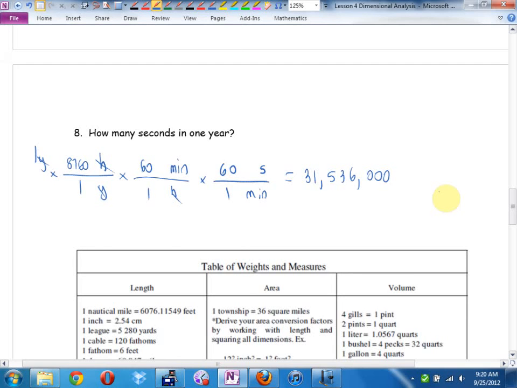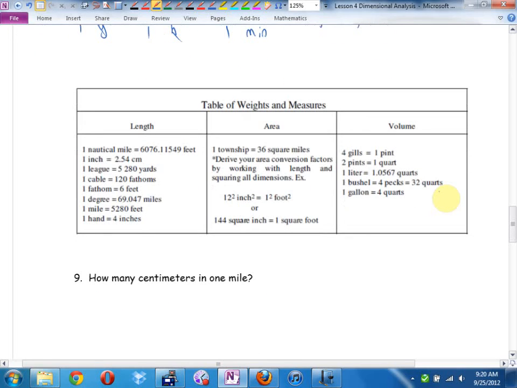So I said to you, you can get away with memorizing a lot less if you have a conversion table handy. Here's a conversion table. This has some of the imperial stuff that they use in the U.S., because the U.S. still hasn't figured out the metric system. How many centimeters in 1 mile? No idea. And I couldn't possibly care less about trying to memorize this.